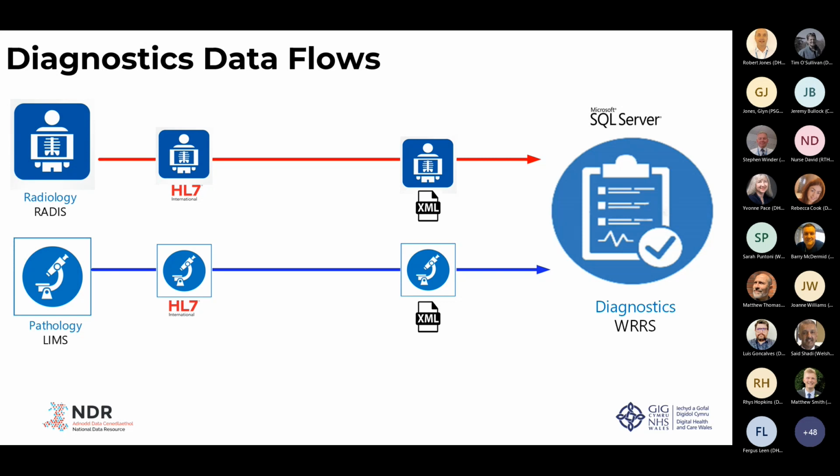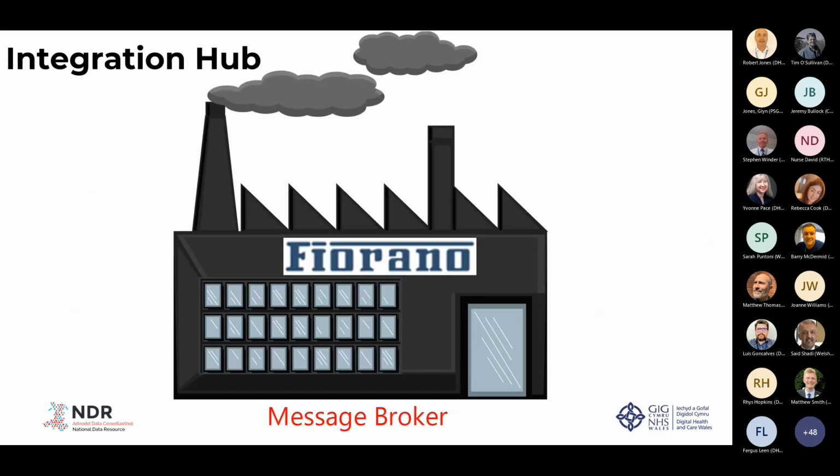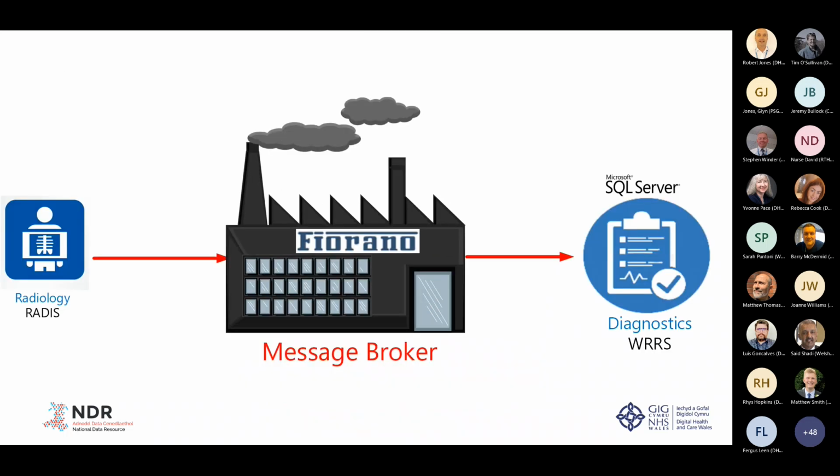It doesn't happen by magic though. And there's this dude in the middle, our integration hub. It's called Fiorano, message broker, godfather, king, soul brother number one. It's our main way where systems can send messages to other systems. That's our current product.